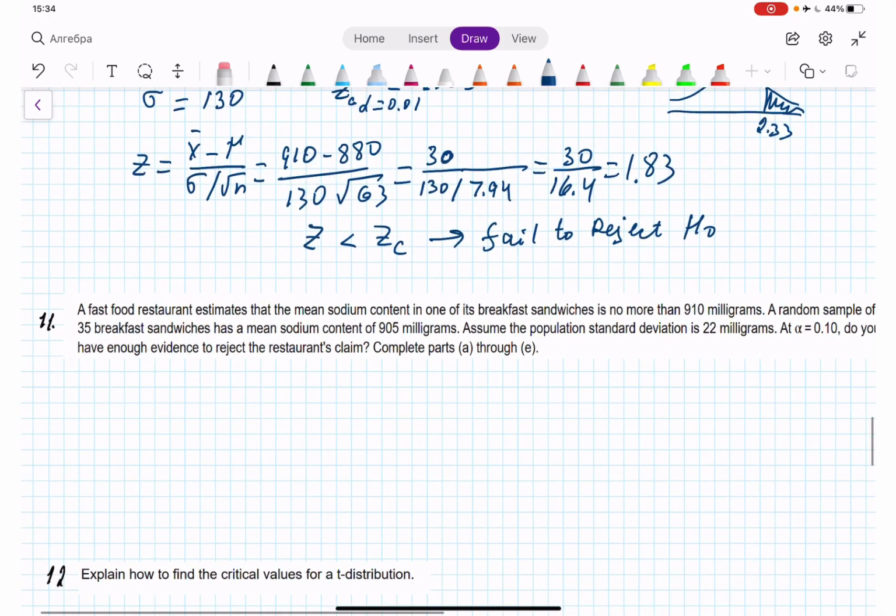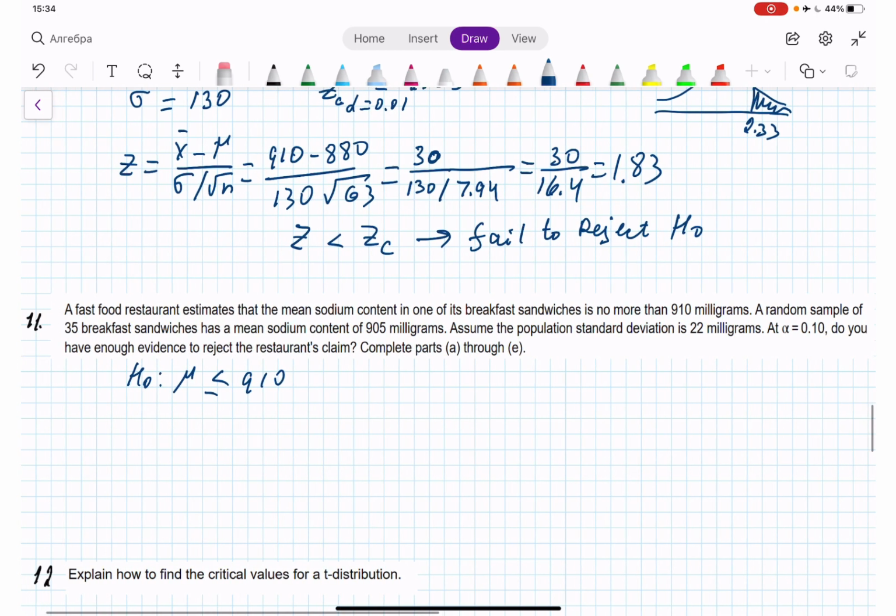Next question, number 11. A fast food restaurant estimates that mean sodium content in one of the breakfast sandwiches is no more than 910. So mu, no more, means less than or equal to, and that's going to be our null hypothesis. Mu is greater than 910, and this is our claim.